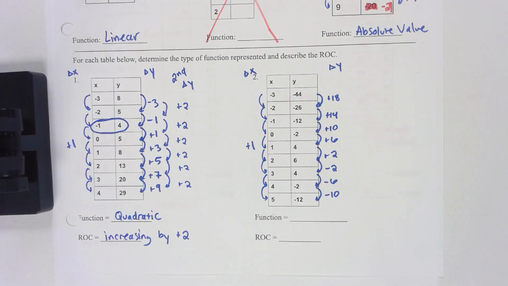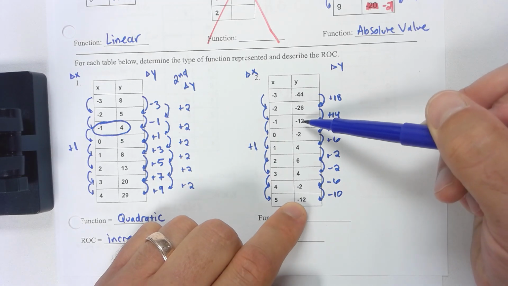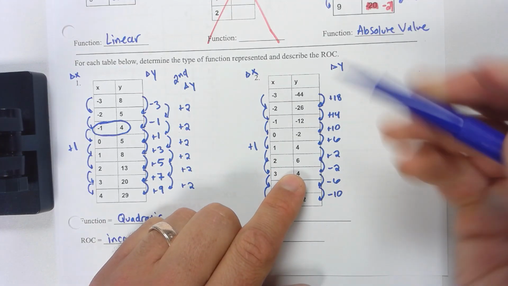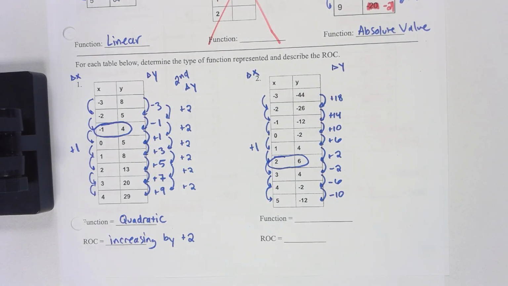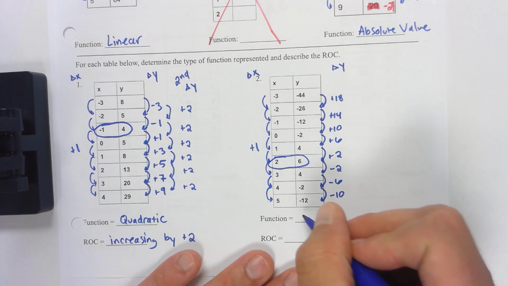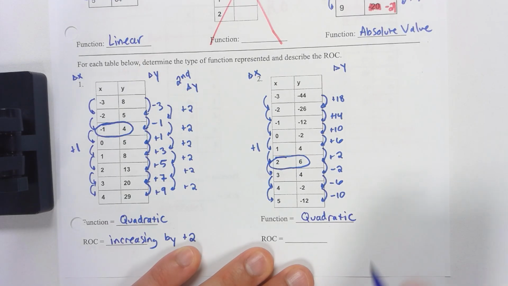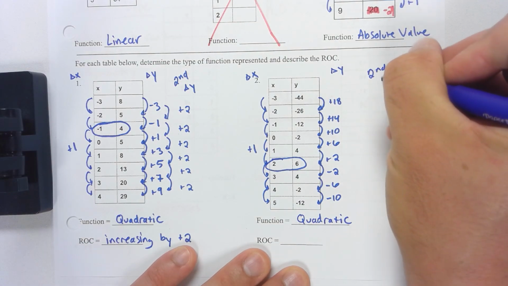Okay, so what do we notice? The rate of change is not constant, right? There should be some indication of symmetry. So do I see some values that show up twice, like negative 12 and negative 2 and 4? And that helps us identify what the turning point would be, which is at 2, 6. So these things help us decide that this is a quadratic table or a quadratic function. And the rate of change we describe using the second change in y.